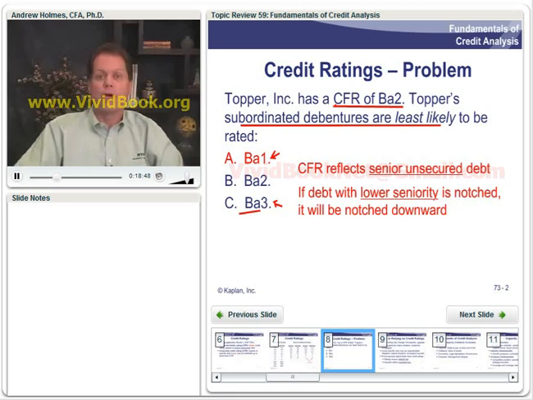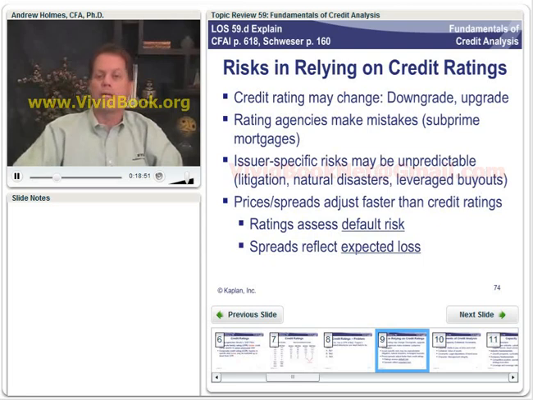All right, so enough there on credit rating. Let's think about the risks in relying on these credit ratings. If you're going to buy bonds, you're going to think, I'm going to use these ratings established by the rating agencies to help select the bonds in my portfolio. Well, there are some risks associated with that. Credit ratings do change, right? They can change because there's a change in the fundamental credit worth of the company.